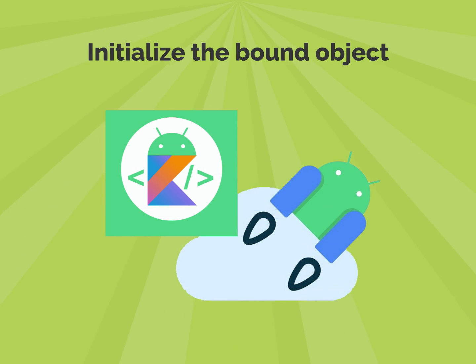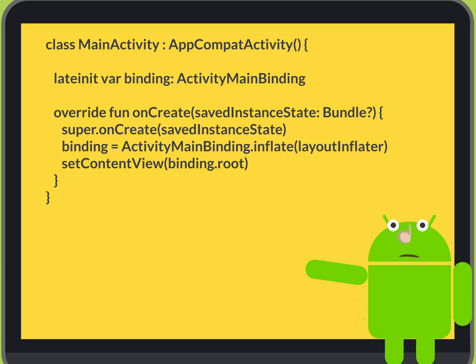Initialize the bound object. 1. Open MainActivity.kt. Replace all existing code for the MainActivity class with the following code to set up MainActivity to use view binding. This line of code declares a top-level variable in the class for the bound object. The variable is defined at this level because it will be used in several methods of the MainActivity class.